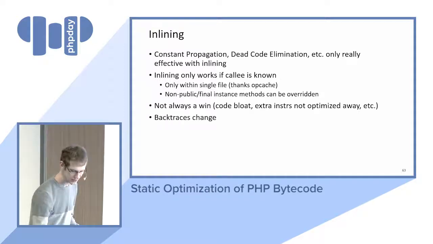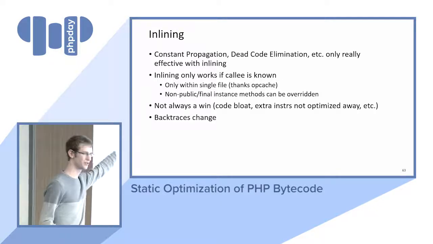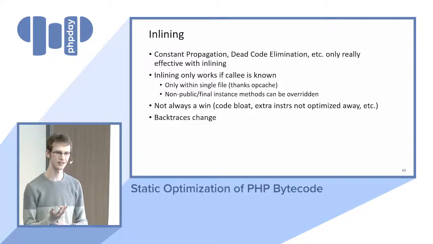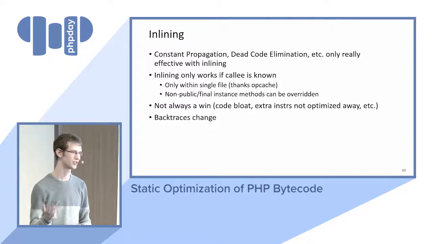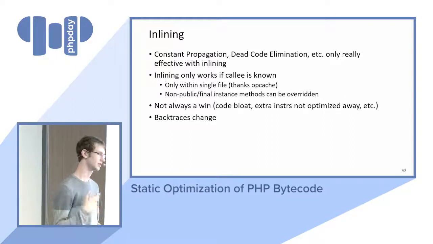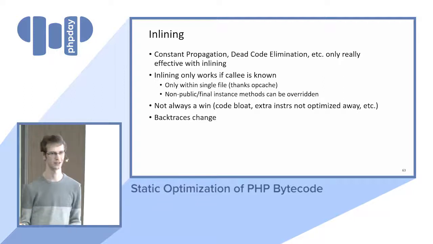And finally, so those are basically the performance related issues we have with inlining. But probably the largest thing that prevents us from actually using this in practice is that if you inline something, then your exception backtraces, or backtraces in general, are no longer correct.